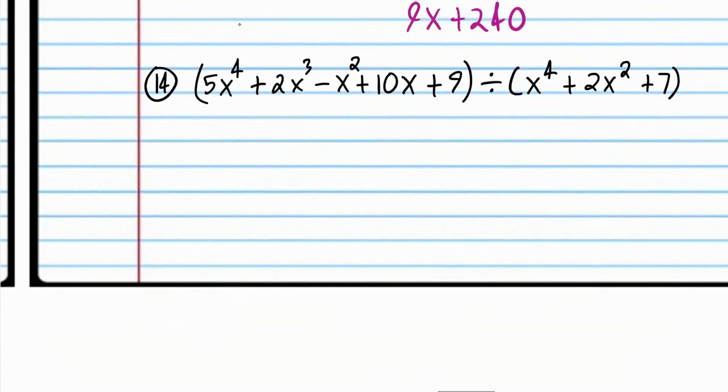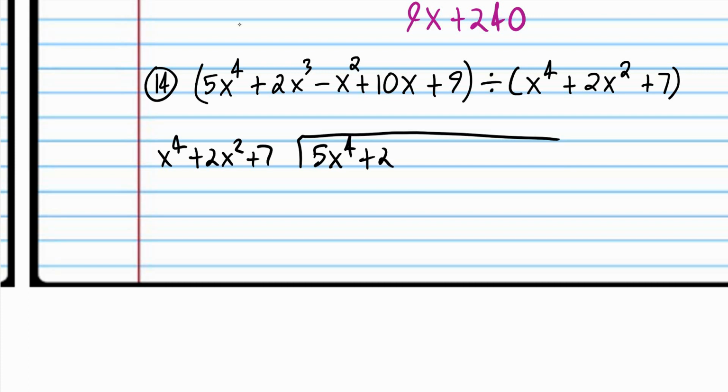So as usual, we're going to write the divisor first, and then the dividend. And go back over those numbers, make sure we wrote them correctly. Then we're going to start cycle number 1. X to the 4th times what is equal to 5x to the 4th? And the answer is 5.